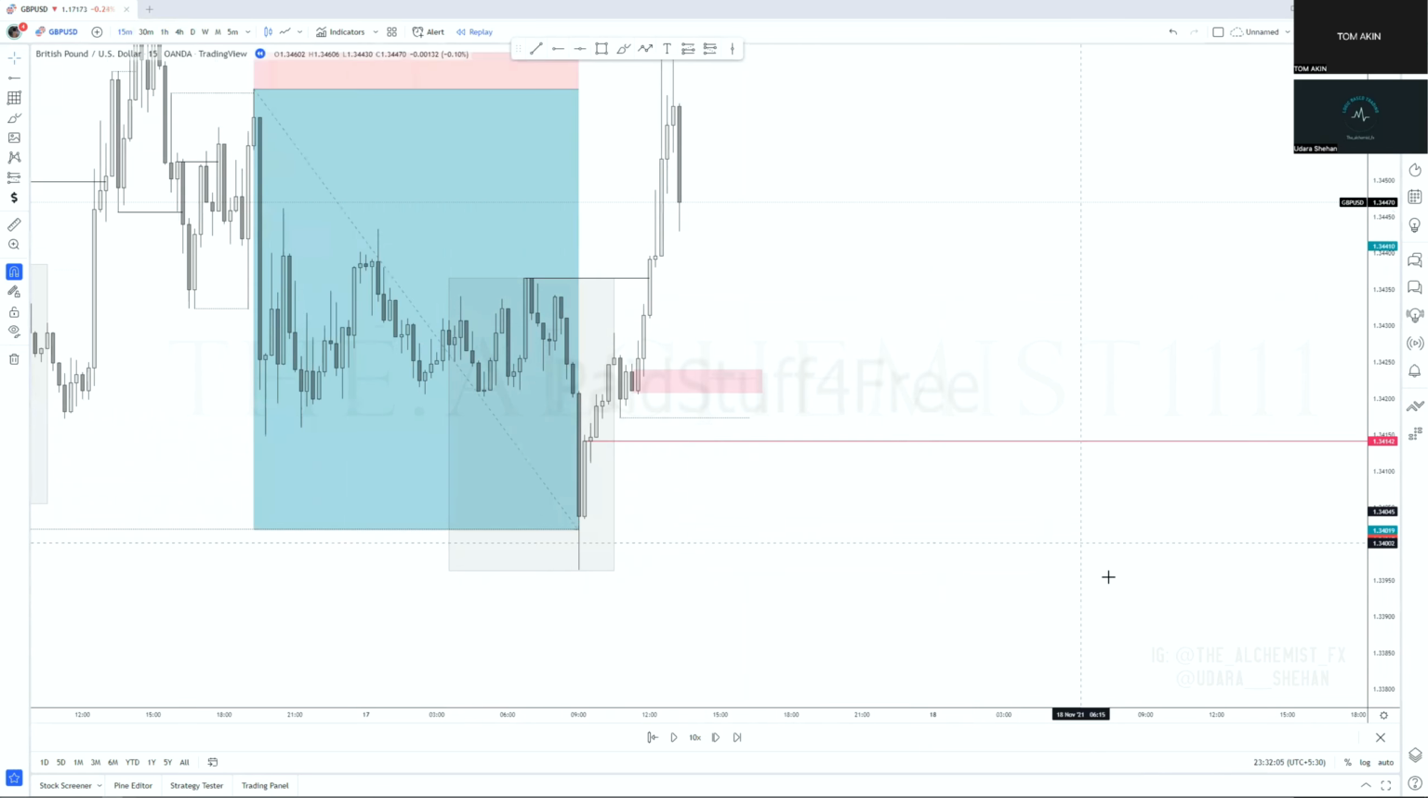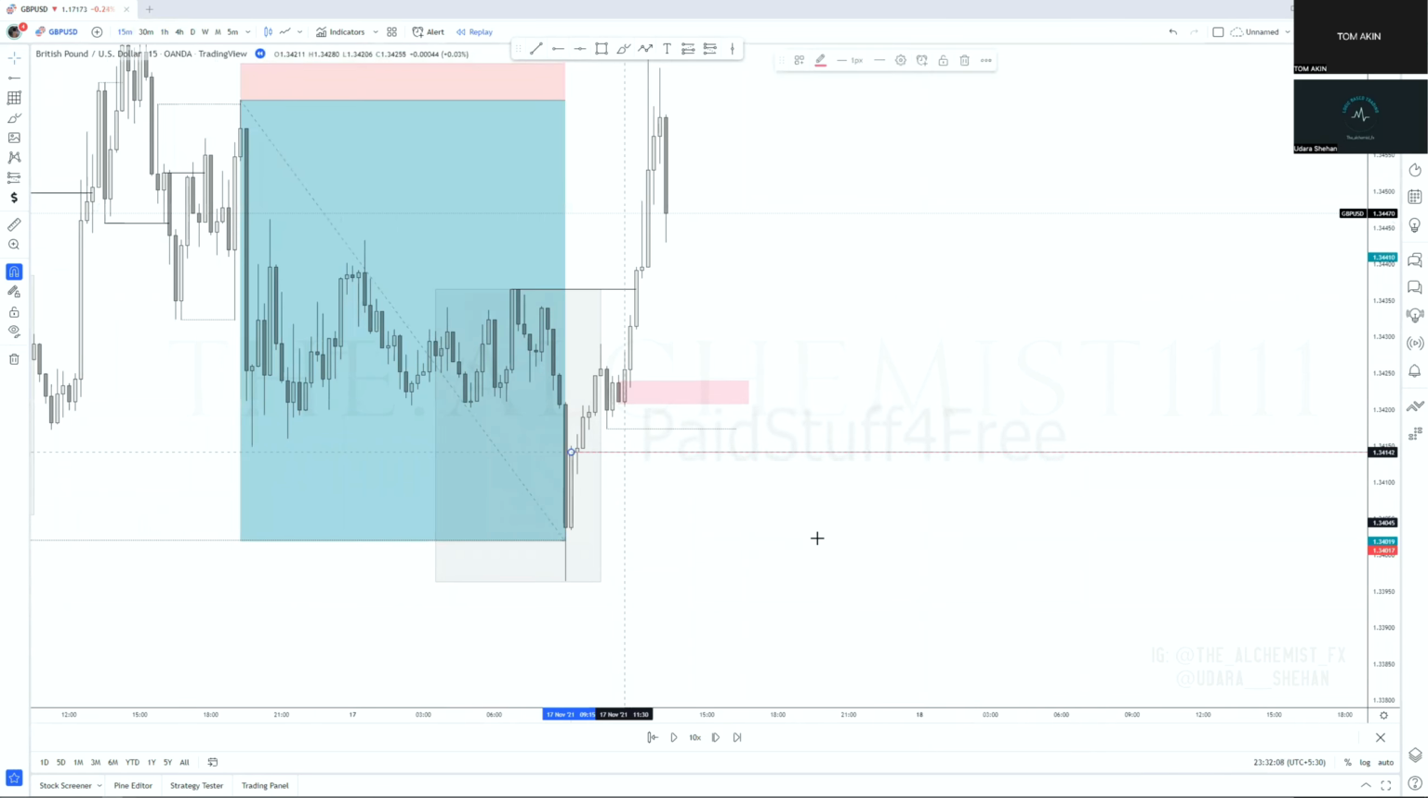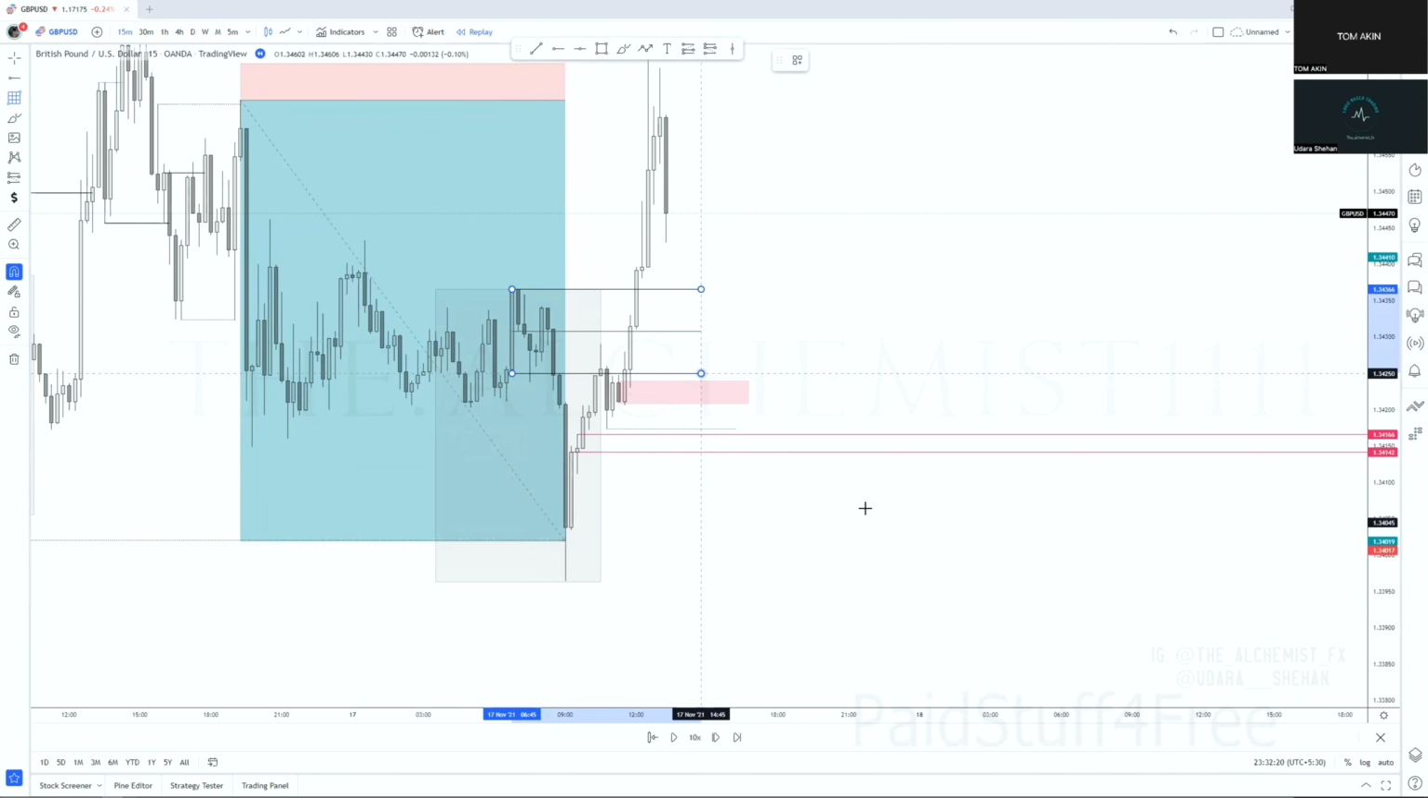But on this day, I did not buy it from the 1-hour rejection block. I bought it from the 15-minute imbalance. Can you see a tiny imbalance? Why did I prefer a 15-minute imbalance over this one? I told you, Asian midline, extra confluence.